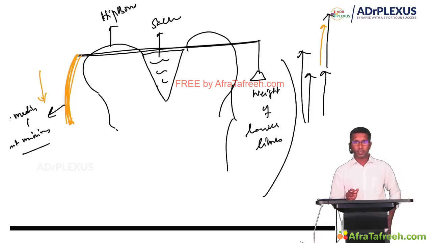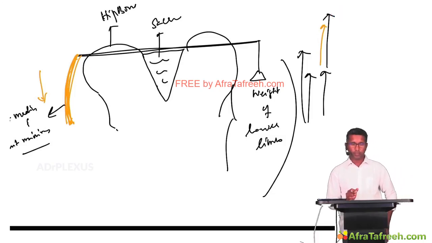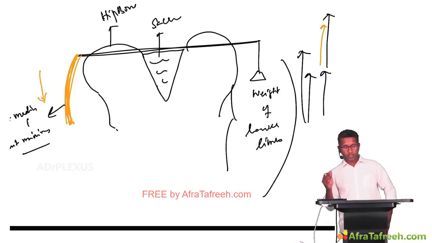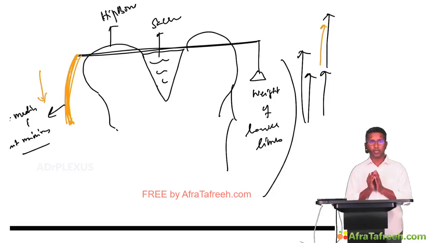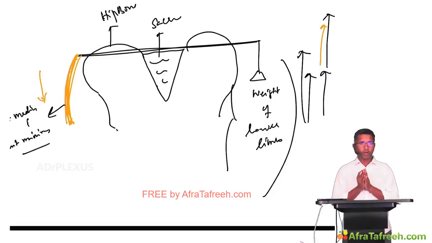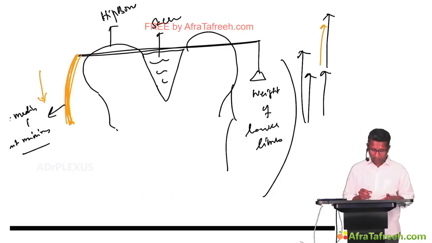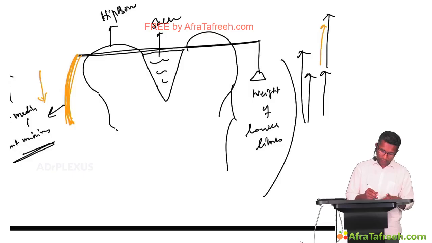If you want to lift your left limb off the ground, what is the muscle which is acting? The muscle is acting on the right side of the pelvis, tilting the fulcrum. So this is gluteus medius and minimus. And what is the nerve supply for this? It is the superior gluteal nerve.